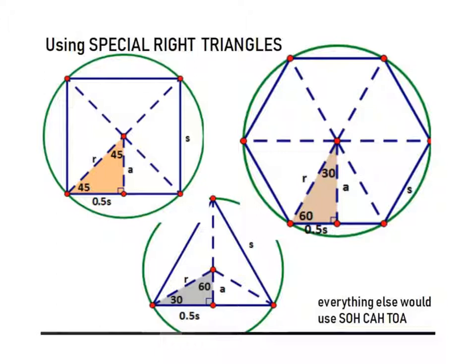You may end up having to use what you know about special right triangles to be able to find those missing parts. All right, this next example is a hexagon. You take 360, divide by 6. That's 60 degrees. But when you drop the apothem, the 60 turns into a 30, and what do you know? You've got yourself a 30, 60, 90.